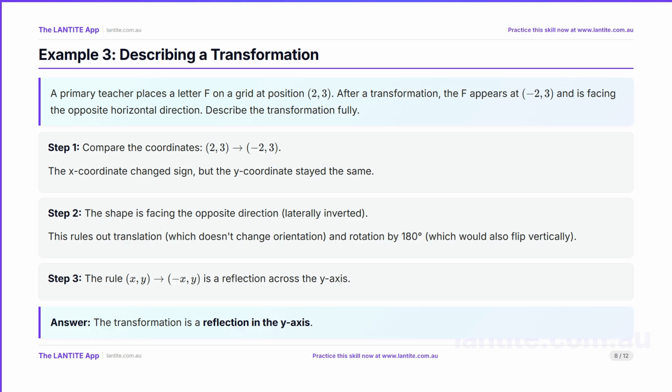Second, the F is laterally inverted, facing the opposite direction. This rules out a translation because translations do not change orientation. It also rules out a 180-degree rotation because that would flip both coordinates. The rule (x, y) goes to (-x, y) means this is a reflection in the y-axis.